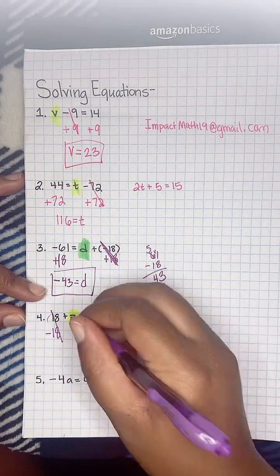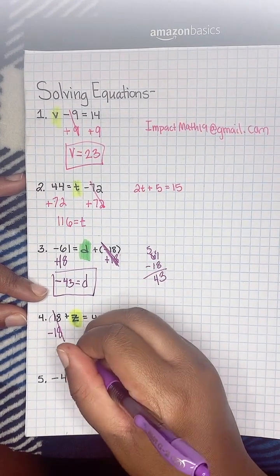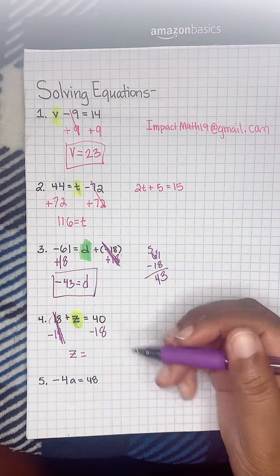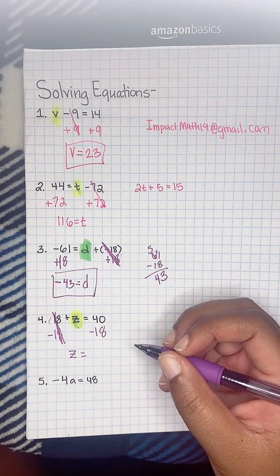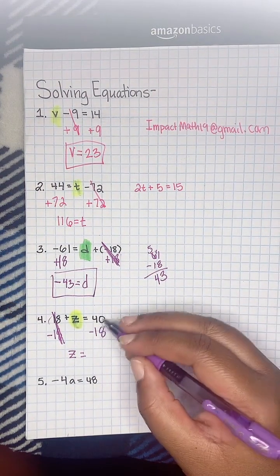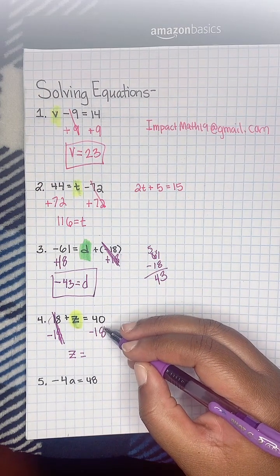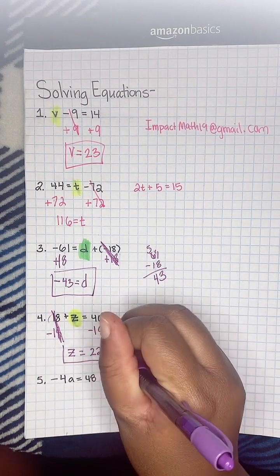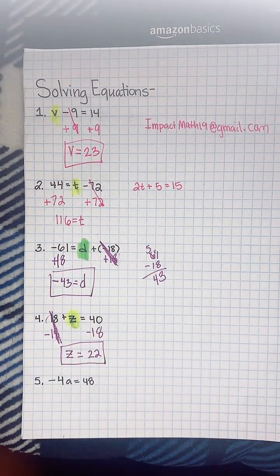And I see those minus 18s coming in. Wonderful. So we're going to drop down. We get z by itself now because this canceled. And 40 minus 18, what do we get? 40 minus 10 is 30. 30 minus 8 is 22. Positive 22. Watch those signs.